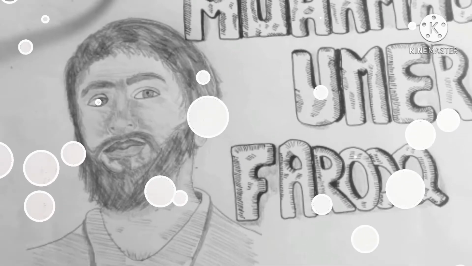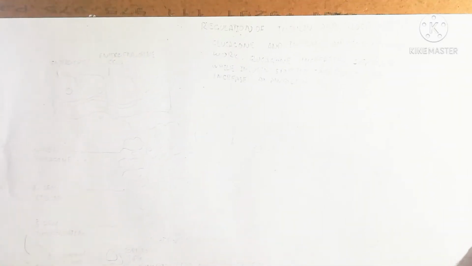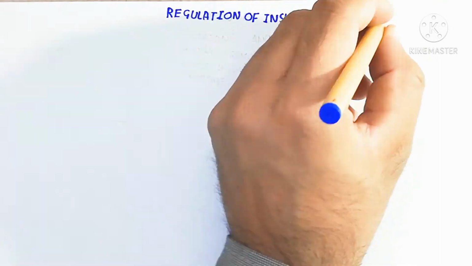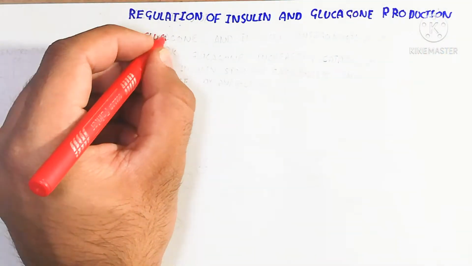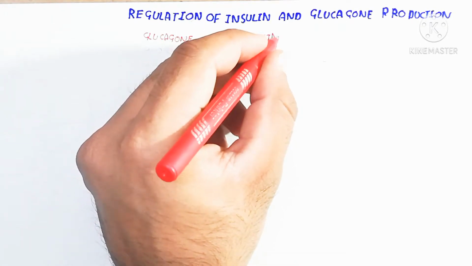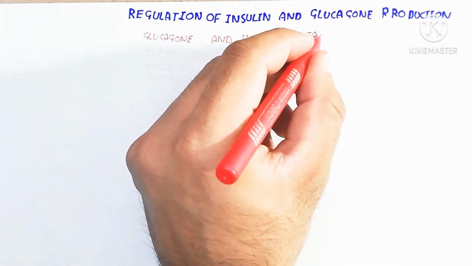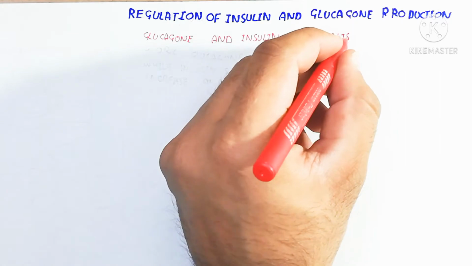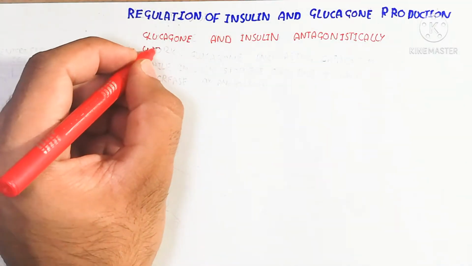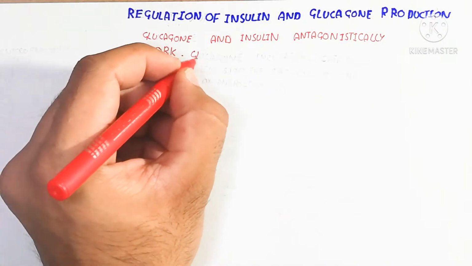So here we will discuss the regulation of insulin and glucagon production. Glucagon and insulin work antagonistically, and how they work we will discuss through the endocrinology of insulin and glucagon, with respect to production from the beta cell and alpha cell in the pancreas. So here glucagon and insulin antagonistically work.